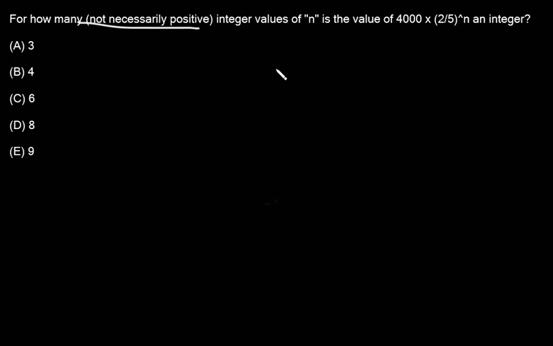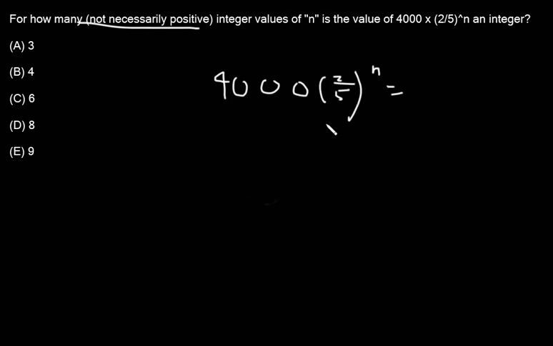So n is right here. Is the value of 4,000 times (2/5) to the n power an integer? So we want to find all the values n can be. n is an integer, and we want an integer result if we plug in a number for n. So how many integer results are there in this function right here?